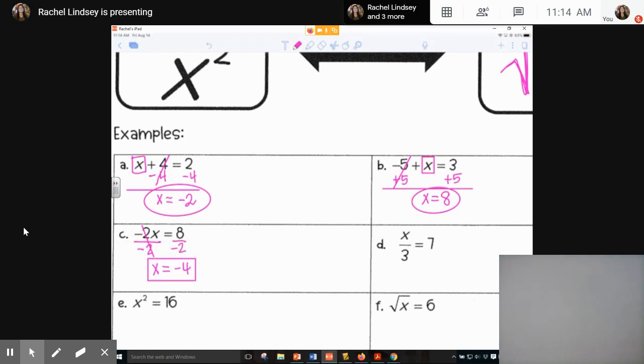Okay, now x is being divided by 3 on D, so what am I going to do to both sides? Multiply the 3. Those 3's cancel to 1. I have x equals, 7 times 3?